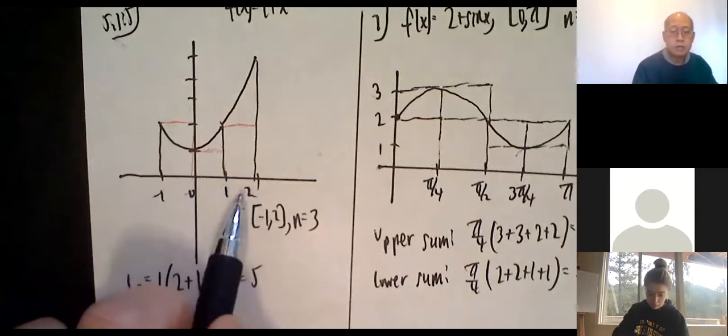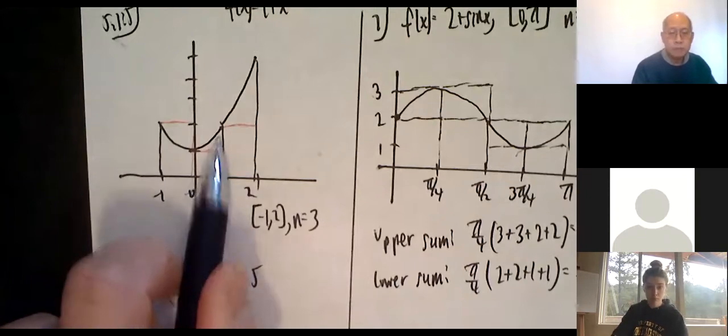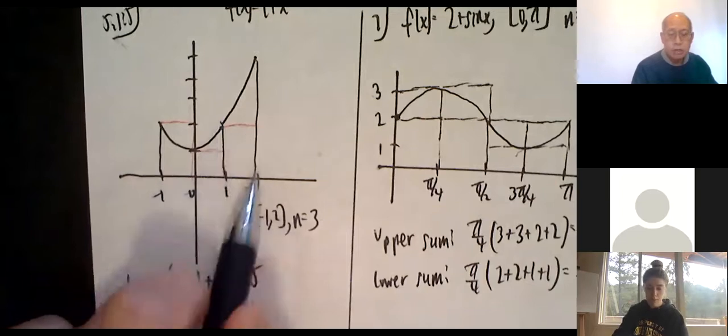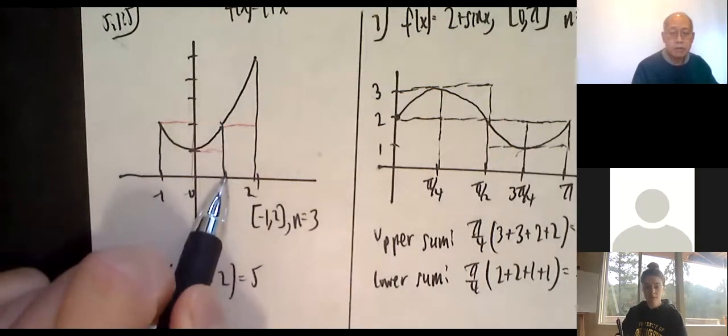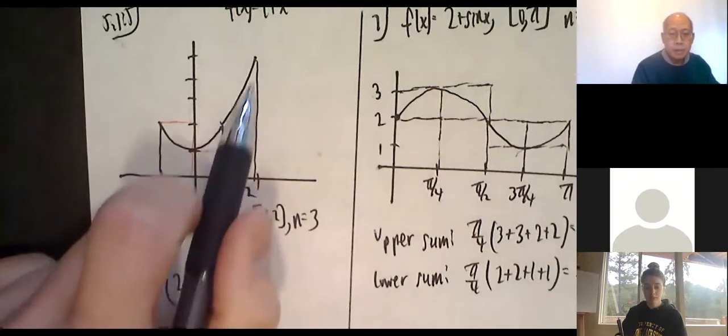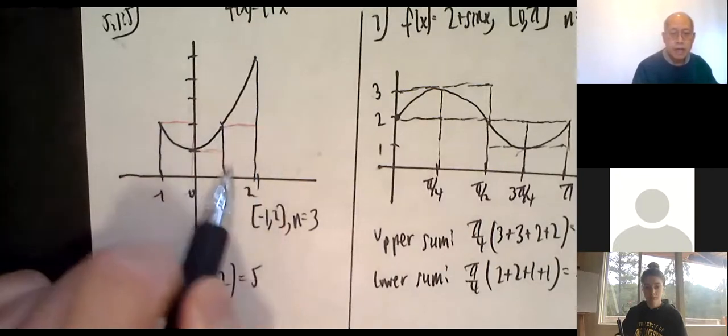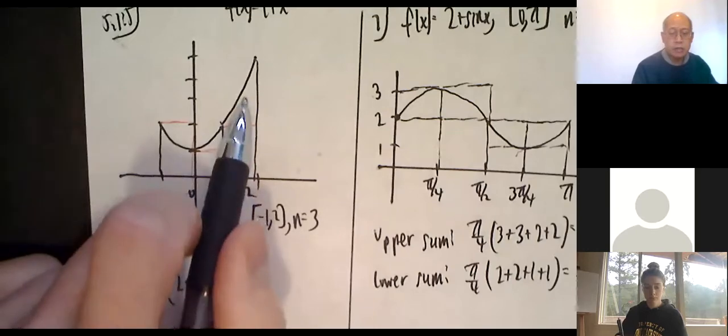And then from 1 to 2, the left endpoint is 1. Go straight up until you touch the graph, draw a rectangle. That's too small. I lost all of this region here, right? I'm supposed to include up, up, down, and back. I'm only including this, so I lost all this.